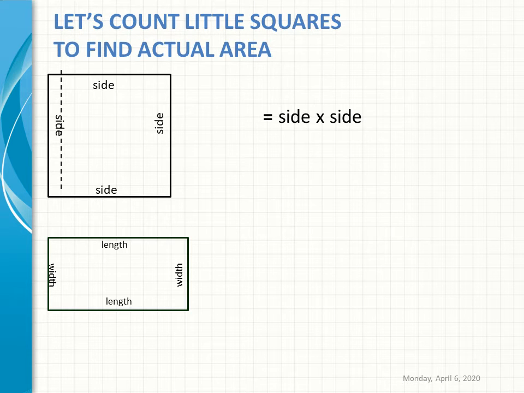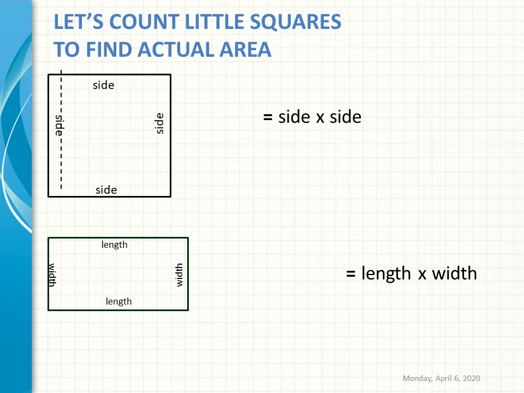Okay, so we can multiply the number of boxes in the first row with the number of boxes in the first column. Side times side. That's the formula for finding actual area. Now let's look at the rectangle. We'll do the same process for the rectangle as well.